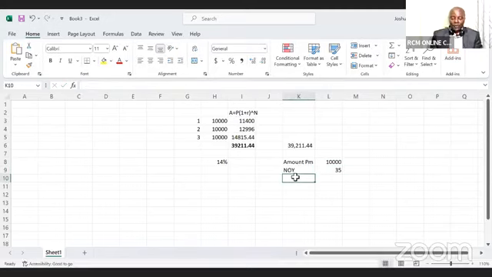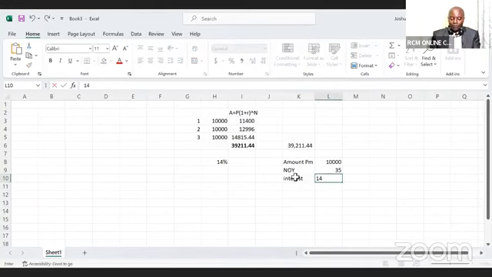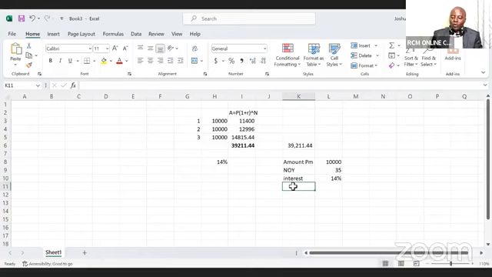Interest rate, let's work with that 14%. So interest rate, we're working in this case here with 14%. All right, so then what I would be interested in getting is the total amount this gentleman will get as a lump sum when he retires.